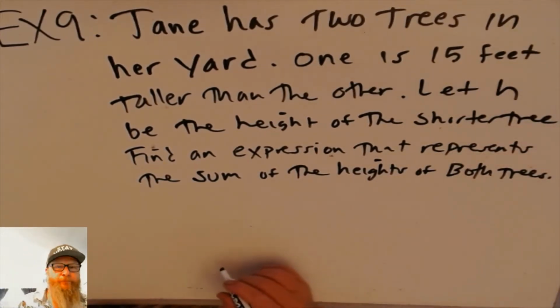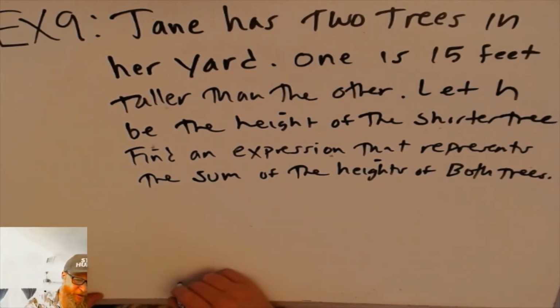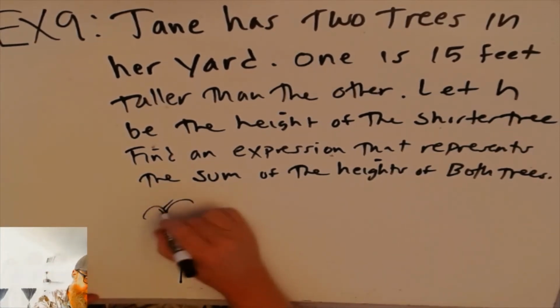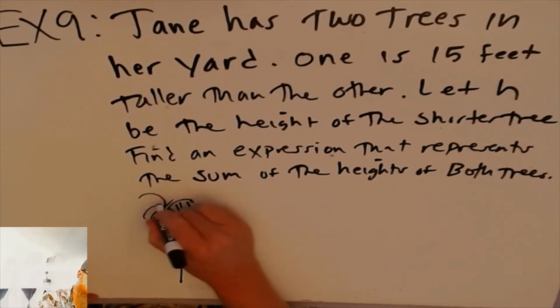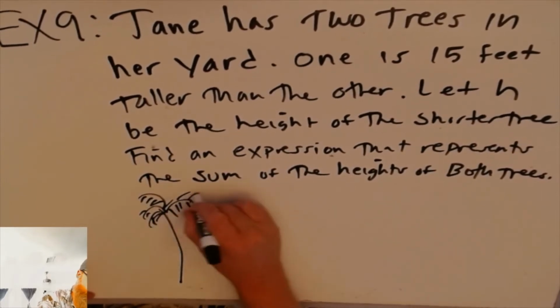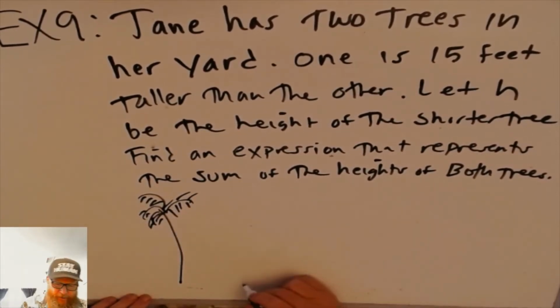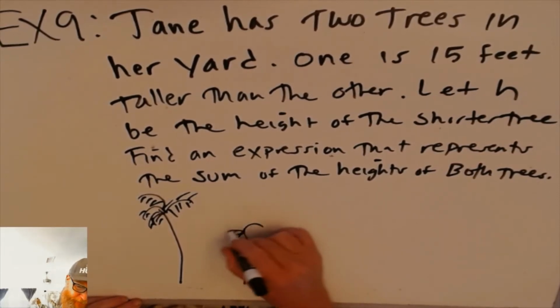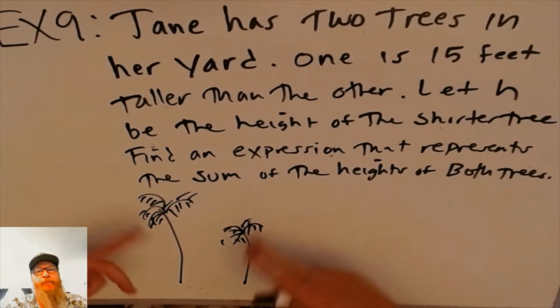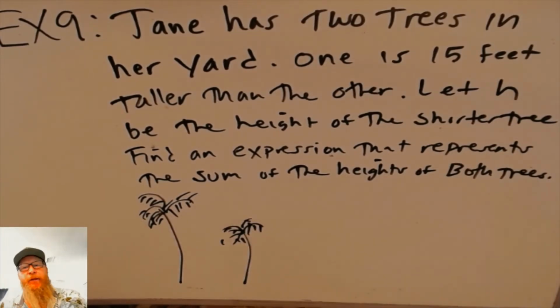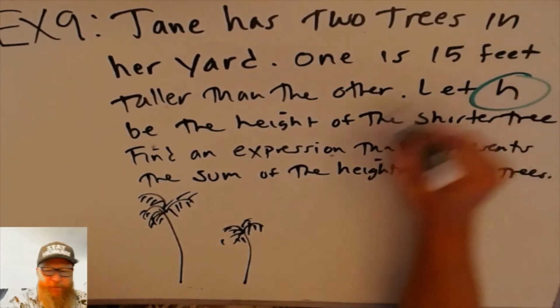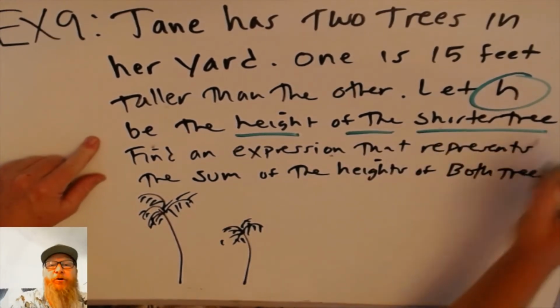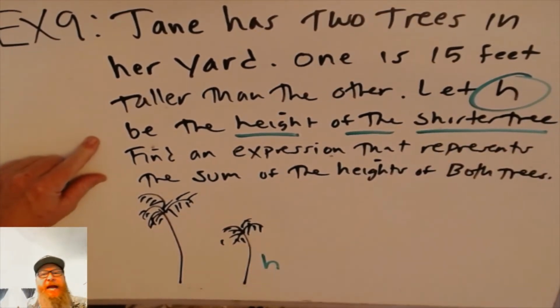Okay. So we've got one tree, and we've got a shorter tree. You can tell I live in the desert. These are palm trees, yeah. We're going to let H represent the height of the shorter tree. So this is going to be H.